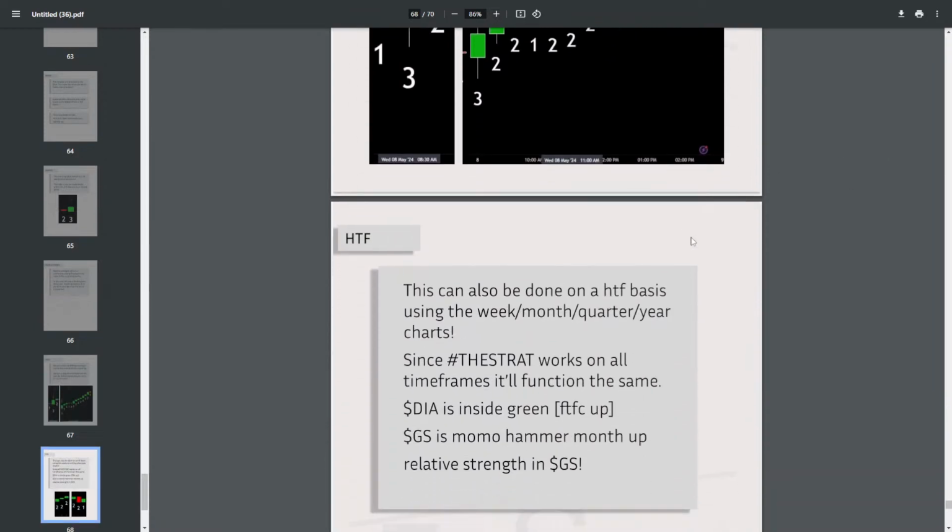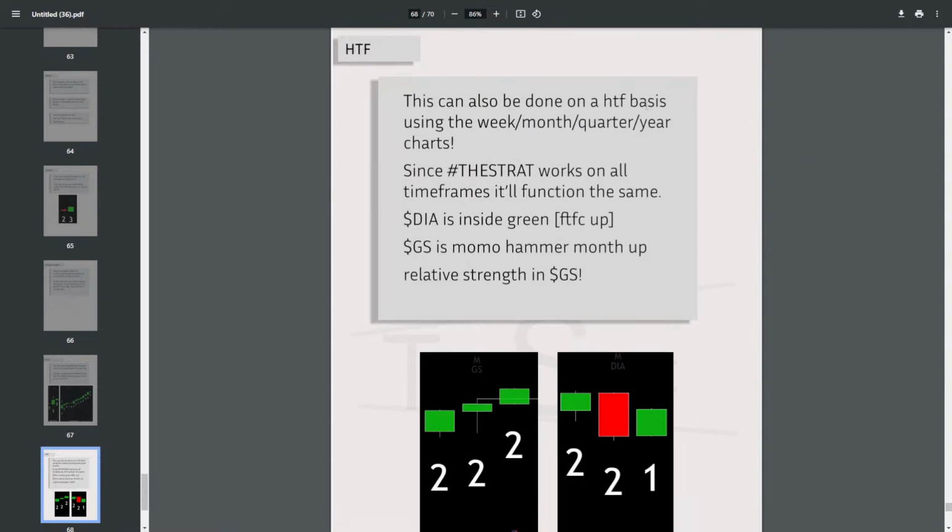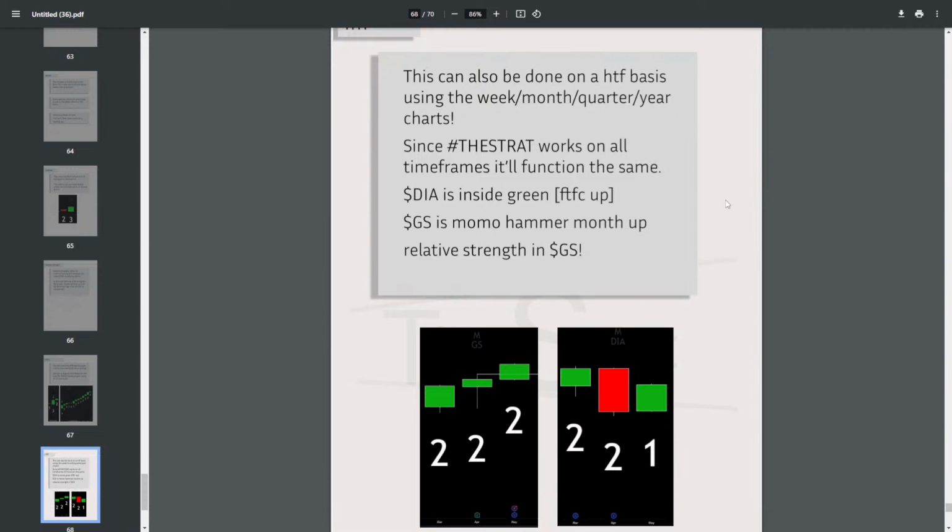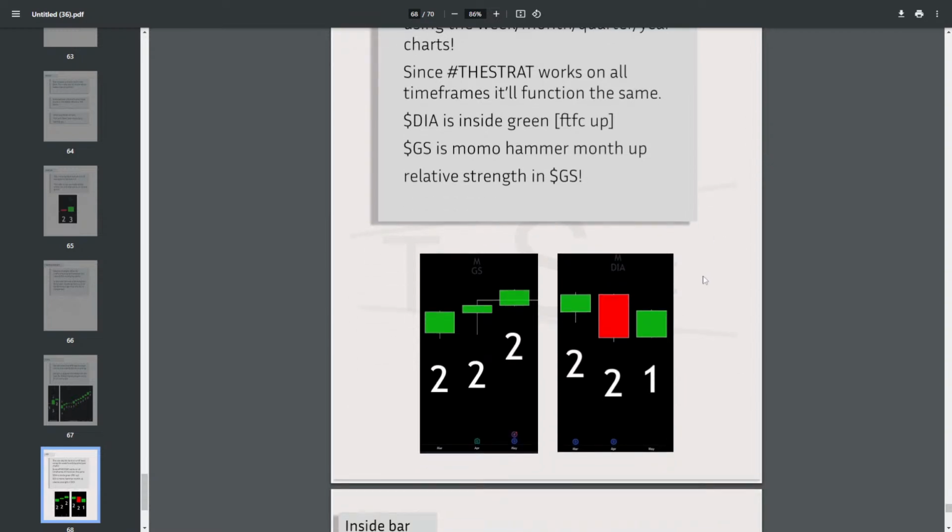But this can be done across all time frames. What we were just looking at, like we had already covered, you can do this on the week, the month, the quarter, and the year, and it works on all time frames. It'll work the same way. So for example, this was, I want to say, last month. Yes. Last month, Dow Jones was an inside bar in green on the month.